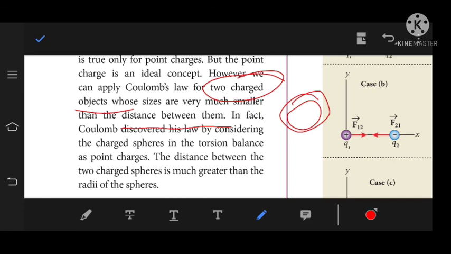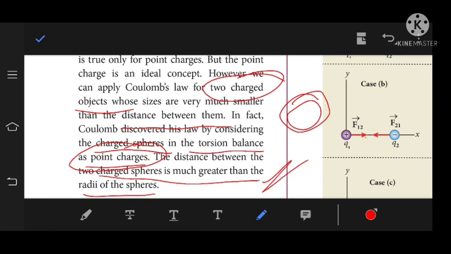So that similar type of object can be involved in Coulomb's law of force. In fact, Coulomb discovered his law by considering charged spheres in a torsion pendulum as point charges. In a torsion pendulum which has two charges, the separation distance is very large compared to their size, so they are taken as point charges. The distance between the two charged spheres is much greater than the radii of the spheres. So this is the condition for a point charge.